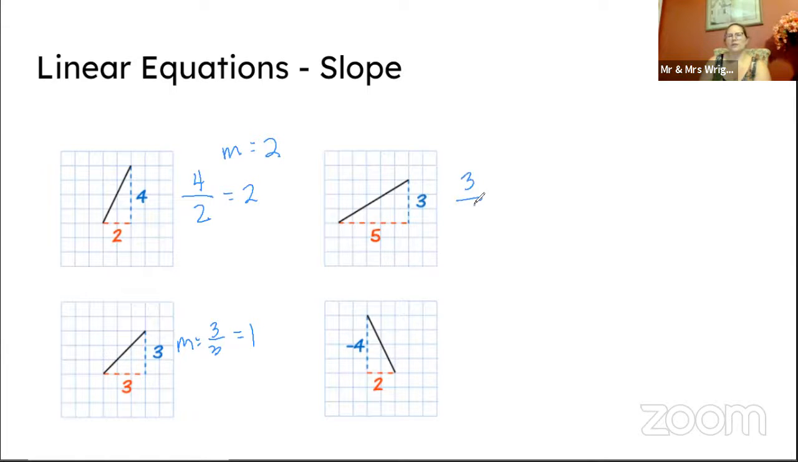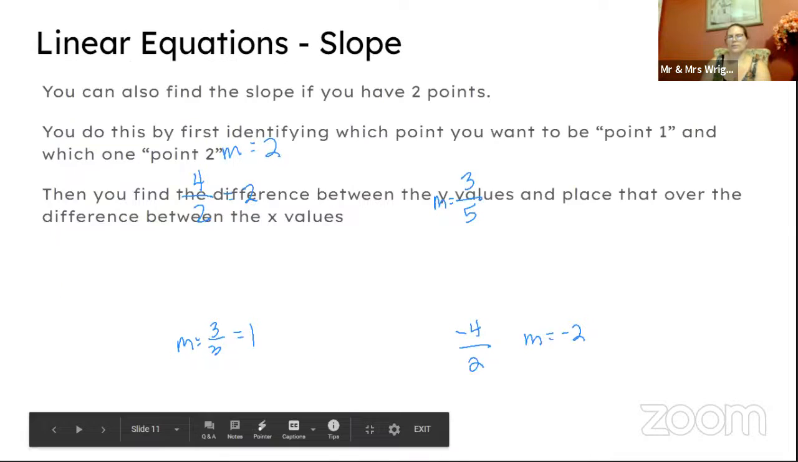Our rise is 3, our run is 5. 3/5, I can't reduce that at all. So my slope is simply 3/5. Here, look, I've got a negative. It looks like I'm going down a mountain. So I'm going to put my rise of negative 4 over my run of 2. Negative 4 over 2, that's able to be reduced. m equals negative 2. I wrote the answers exactly where the other answers were.